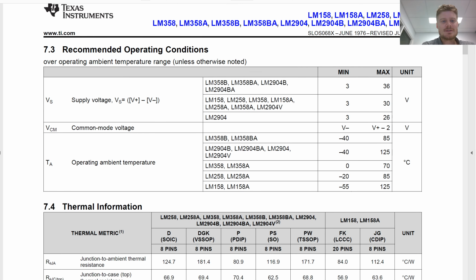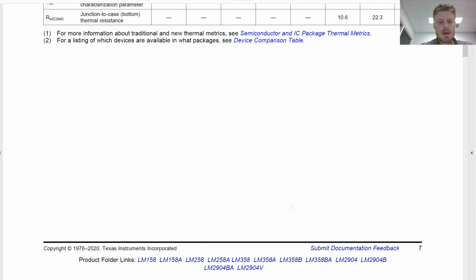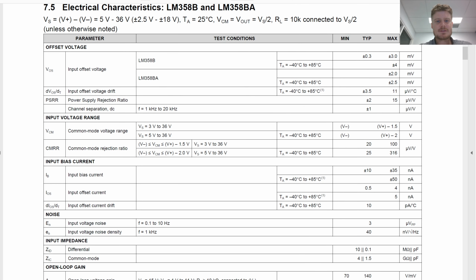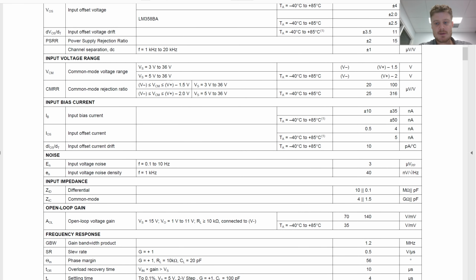What you really want to do is look for the bit where it says recommended. So these are the circumstances under which the device will be well behaved. And so here you can learn about the voltages that you can use and so on. But for our purposes, we're trying to actually model these op amps. So let's have a look at the electrical characteristics for the LM358B. So suppose this is the chip that I have. There's a few parameters here that I can extract and put into the circuit model that I'm using.